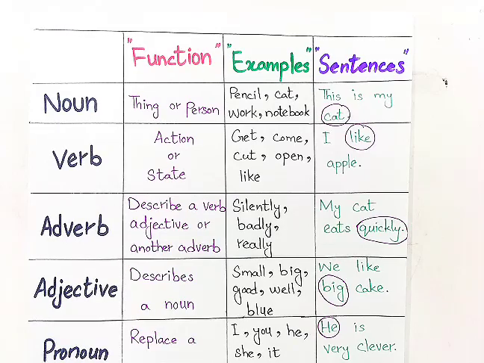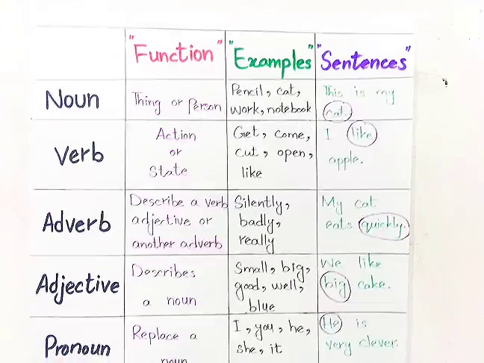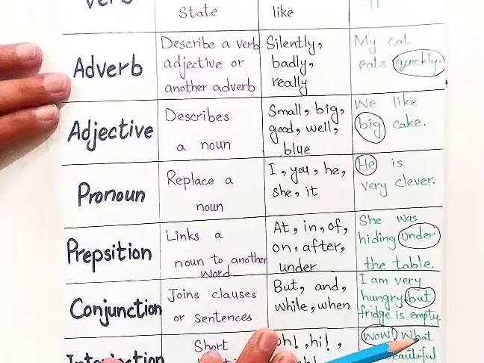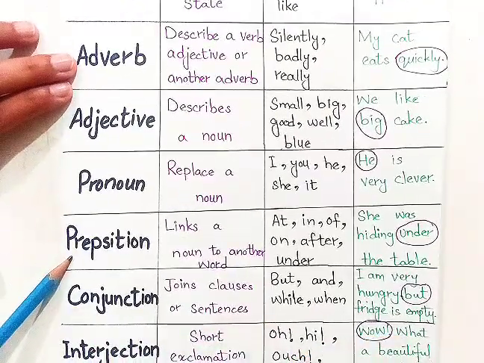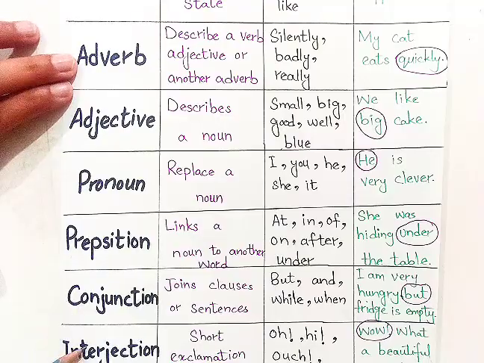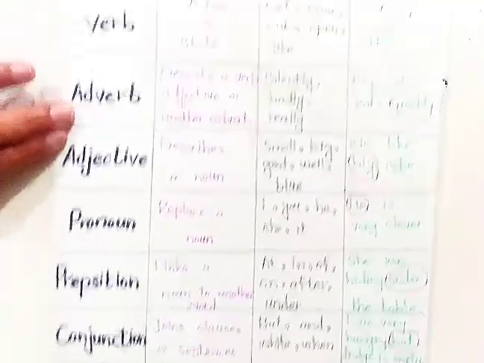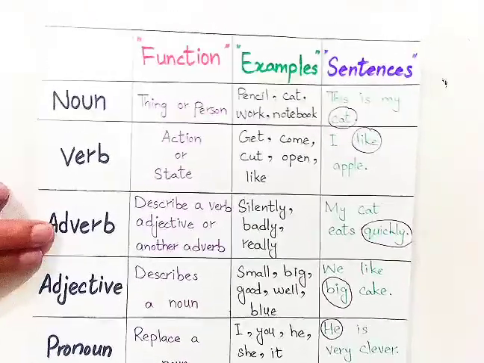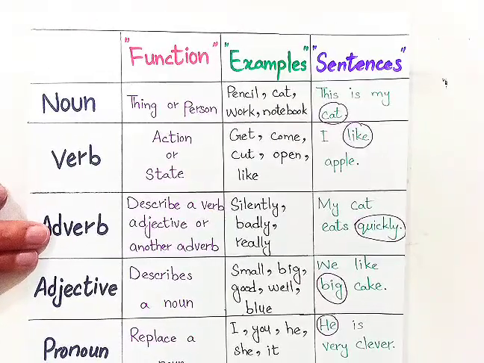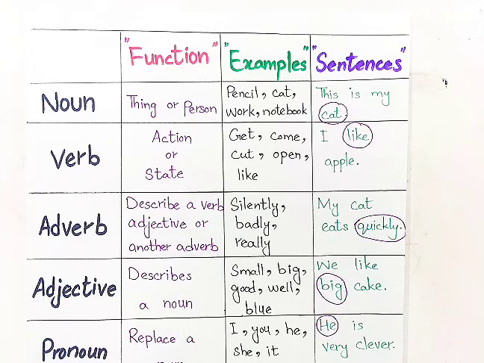First of all, there are 8 parts of speech. First one is noun, verb, adverb, adjective, pronoun. Then we have preposition, conjunction, and interjection. These are 8 parts of speech. Now we will learn the function and examples of each part of speech.